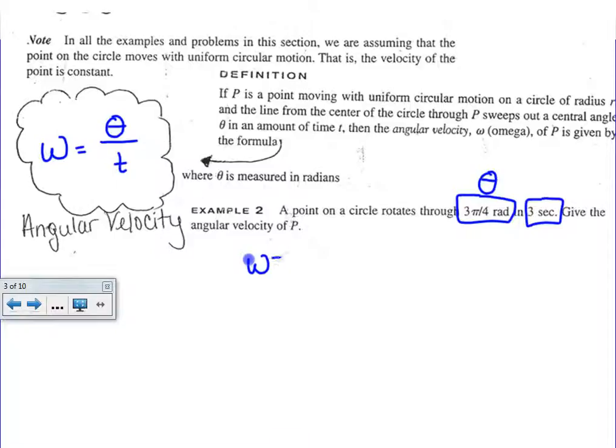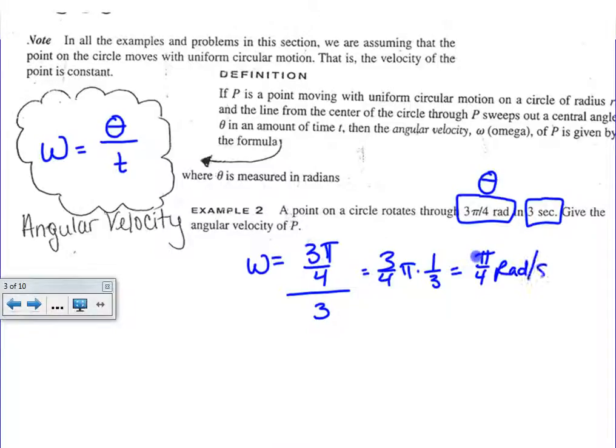So the angular velocity is your central angle, theta, divided by 3. And again, if you want to change that to a multiplication problem, you can. That would be 3 pi over 4 times 1/3, which when we reduce, we get pi over 4 radians per second. Now, technically in a real world problem, you would not leave your answers as pi over 4, you would do a decimal, but just because I don't want to grab my calculator, I'm going to leave it as pi over 4.